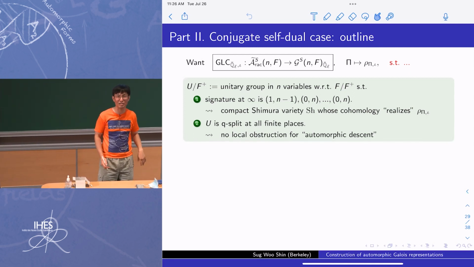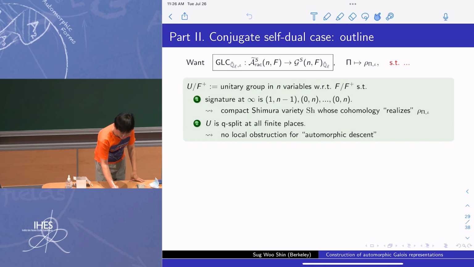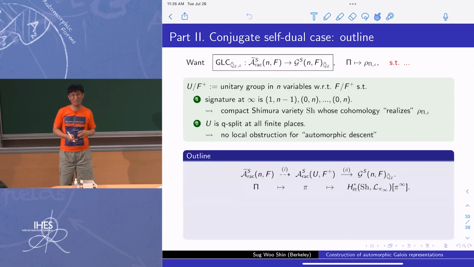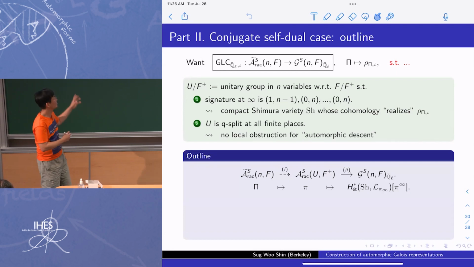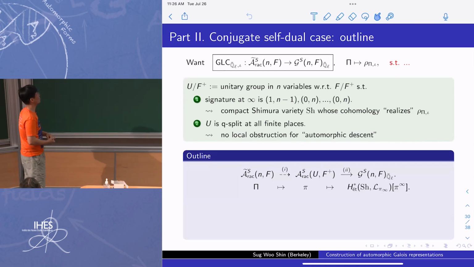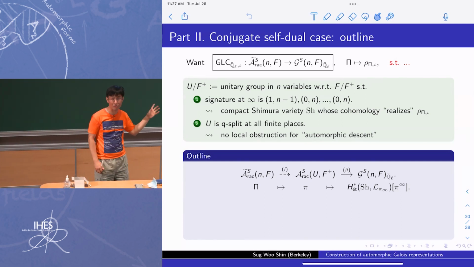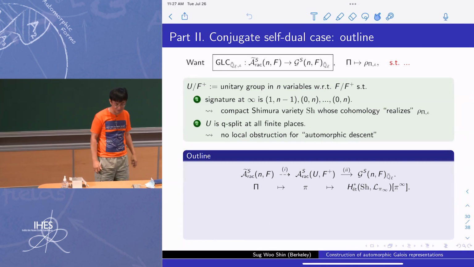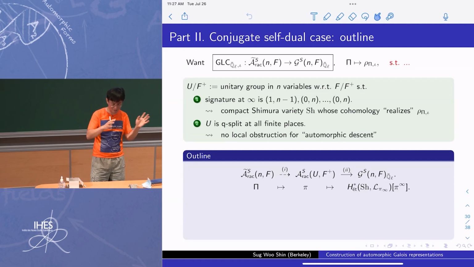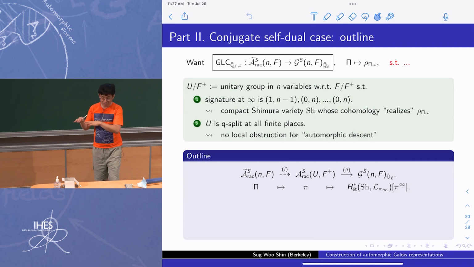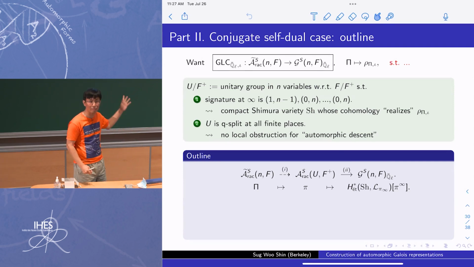Now you're in the business. You can start the construction. In short, this is the skeleton of what's going to happen. You start from this automorphic representation pi, conjugate self-dual. Because it's conjugate self-dual, you can descend to some automorphic representation on a unitary group. So that's a little pi.